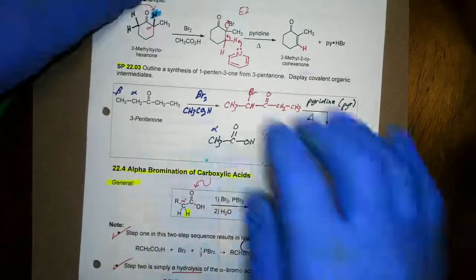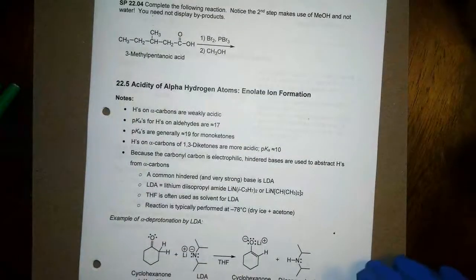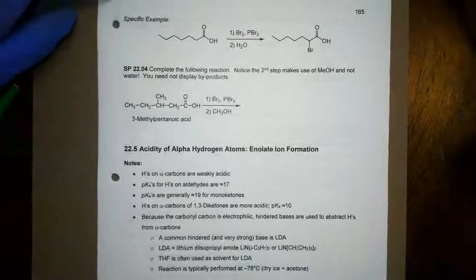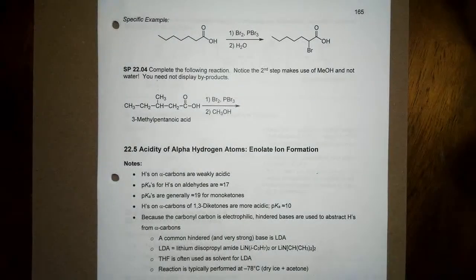Okay, can we get different kinds of compounds? And the answer is yes, we can. Before we get too far into that, though, let me just show you another example, the kind of thing we're looking at here.